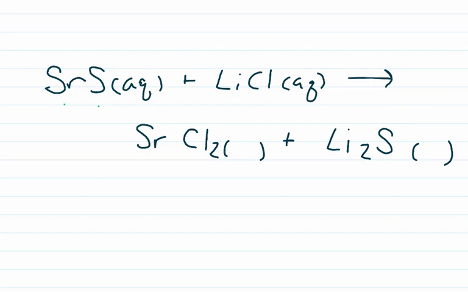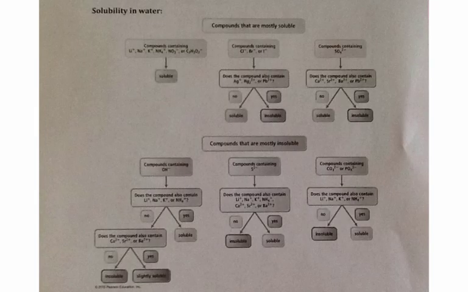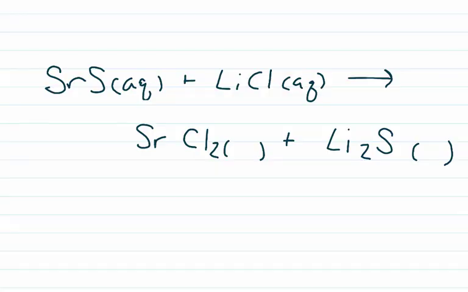Alright, so next step is to see if a reaction occurs by determining if either of these products are in the solid state. So let's start by looking for strontium chloride. If we look here, we have chloride. And for chloride, the question underneath says, does the compound also contain silver 1 plus, mercury 2 plus, or lead 2 plus? And the answer is no, which makes it soluble. So we'll put aqueous here.